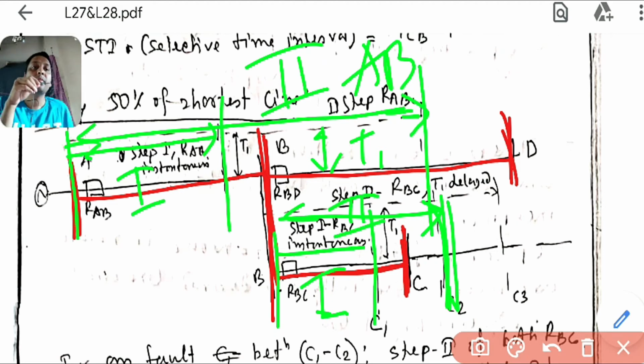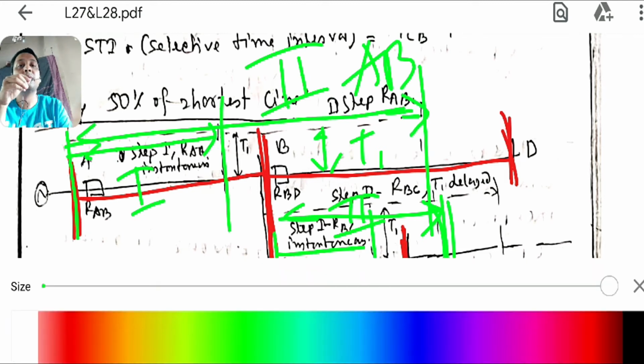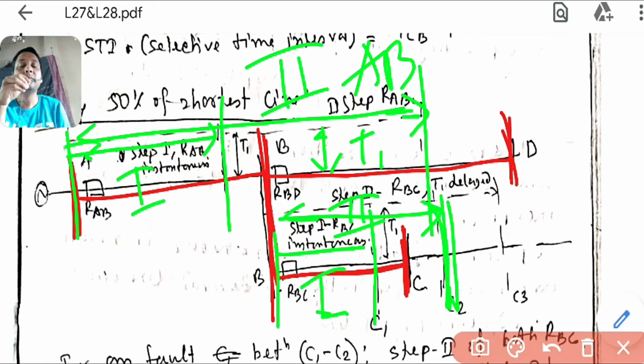Can you see now? So this is your step 2 for BC. Okay, this is your step 2 for BC. Then, if there is any fault, I am taking one by one. If there is any fault here, then your AB is a primary. Forget about backup now.